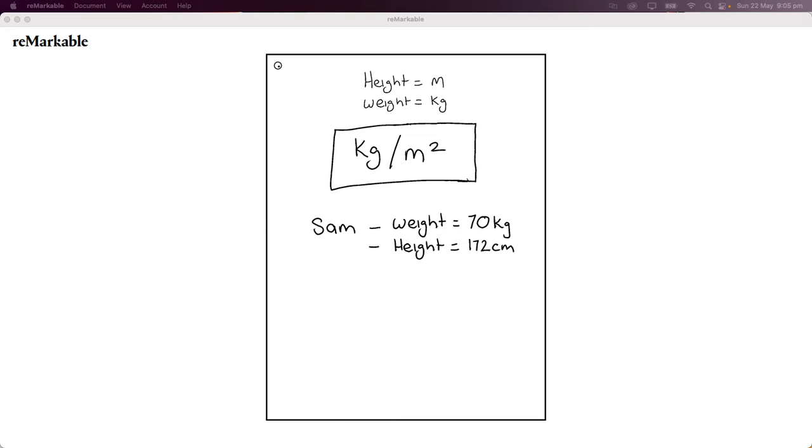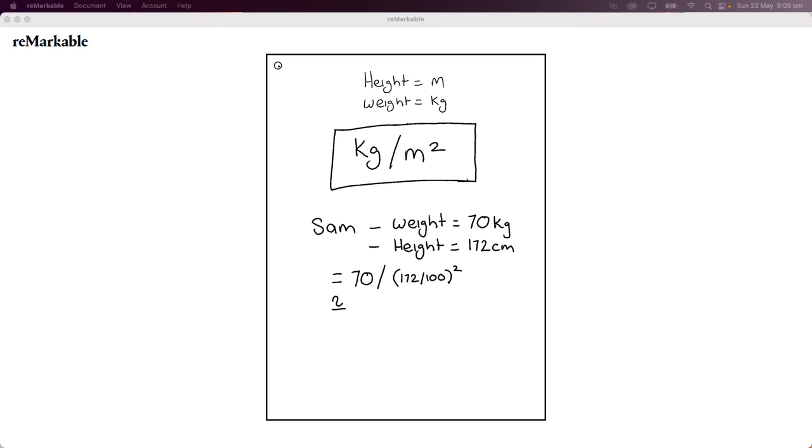So kilograms is 70, so that's pretty easy. We can just go 70 divided by, but just keep in mind that in this example it's 172 centimeters, not meters. So we will have to convert that, which is pretty easy. It's essentially just dividing it by 100, but we will put that in brackets. So we'll go 172 divided by 100, and that's still to the power of 2.